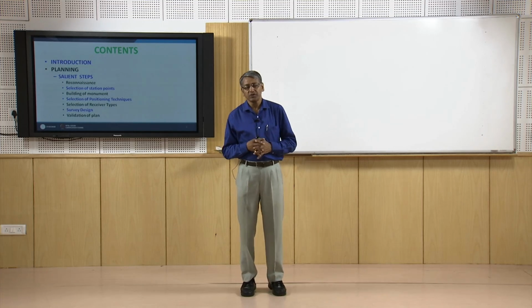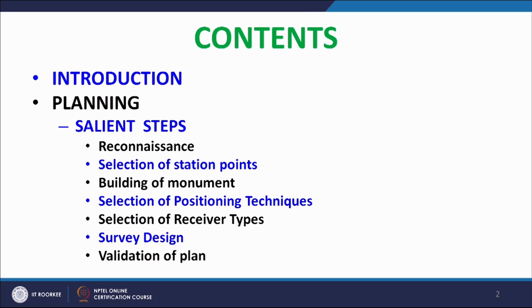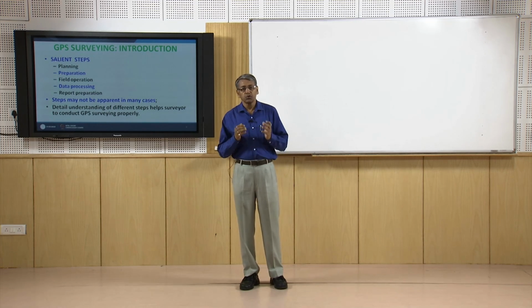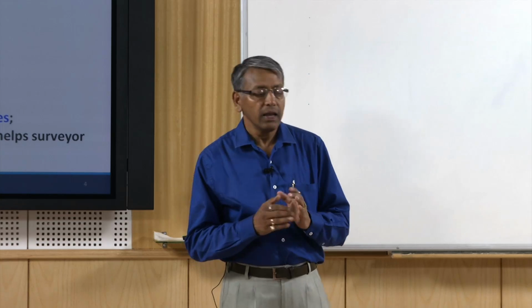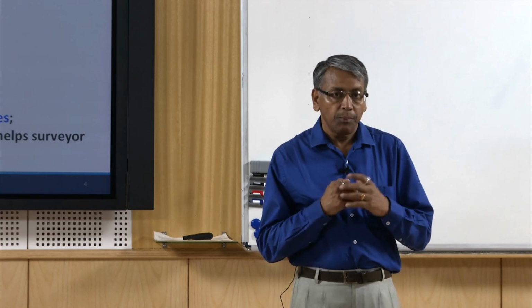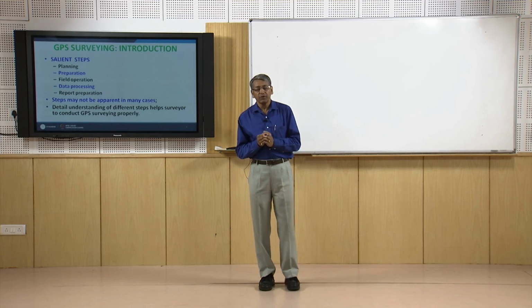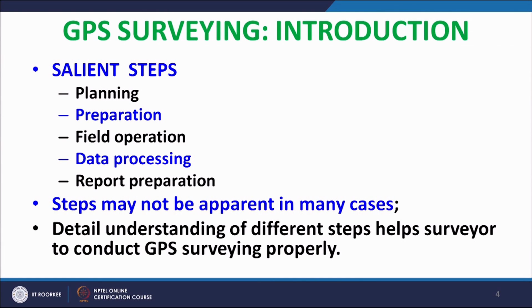Because this procedure of GPS surveying is an elaborate thing, we need to elaborate the procedure. Today we will be talking only on a certain part. Anyway, the salient steps in GPS surveying consist of: first you should go for planning, then you need to carry out preparation for it, followed by field observations. After the field observation we have to process the data and finally we have to prepare the report.